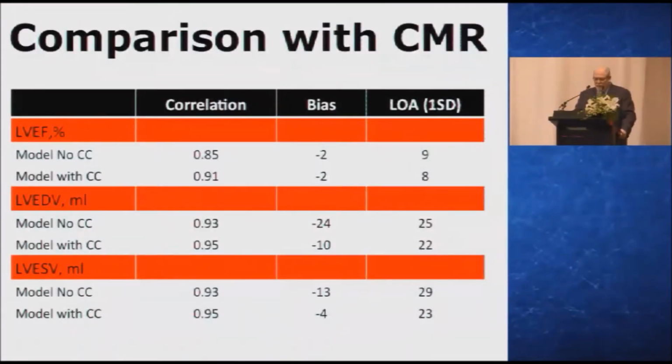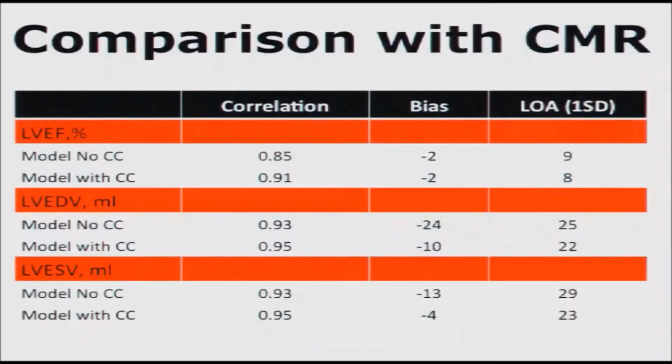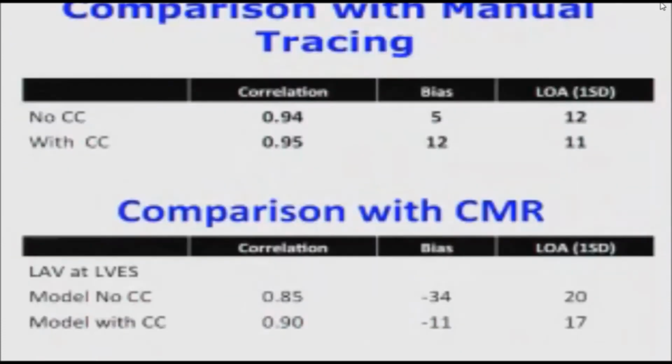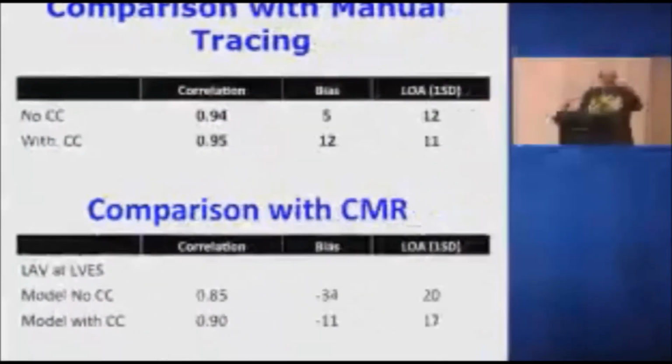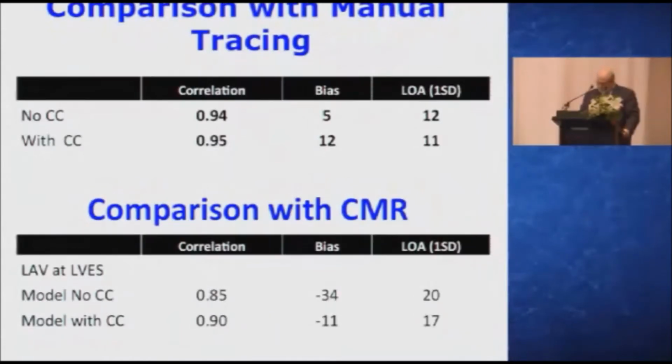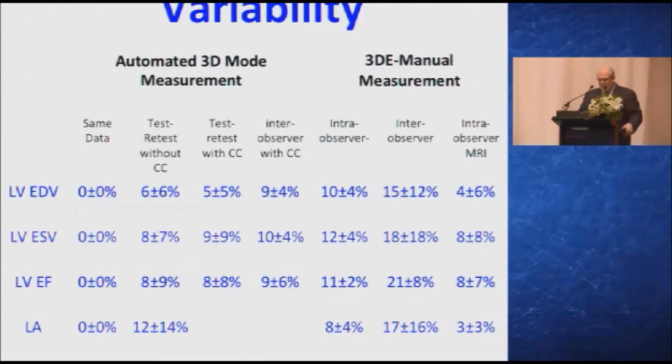We have had the opportunity to compare the heart model with and without manual corrections against cardiac MRI in approximately 100 patients. And you can see the correlation with small biases and low limits of agreement. With respect to the left atrium compared to cardiac MRI, we get a slightly larger underestimation that can be immediately corrected with editing.